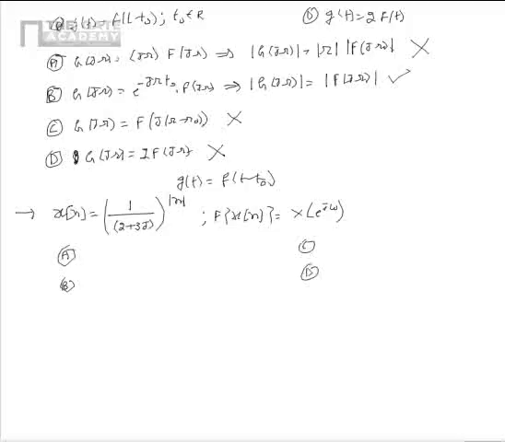Option A says that X of e power j omega is equal to X star of e power minus j omega. As per option B, imaginary part of X of e power j omega is equal to 0. As per option C, real part of X of e power j omega is equal to 0. As per option D, none of these.